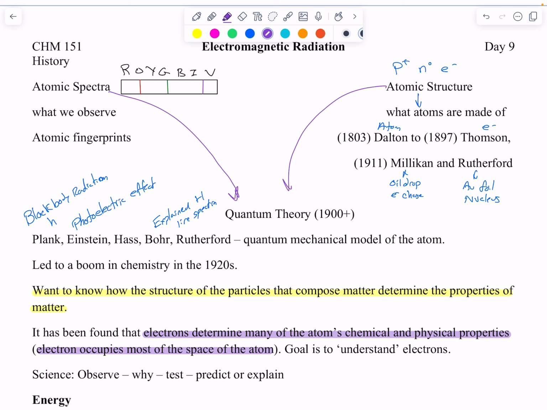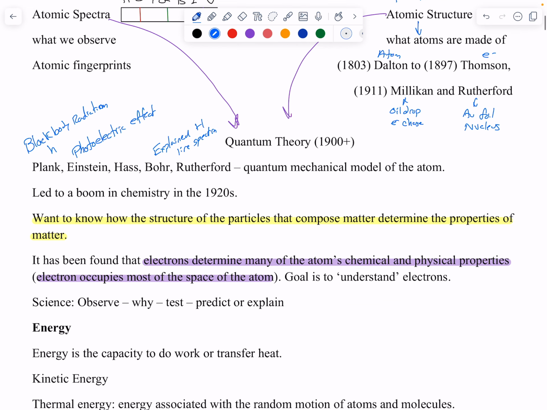So we're going to try to study electrons first. And we're going to digress a little bit to go into energy and whatnot. But we're going to build up how we can study the electrons, where the electrons are, what they're doing, and then that goes into how we can predict what's going to happen when we mix different atoms together. So energy.